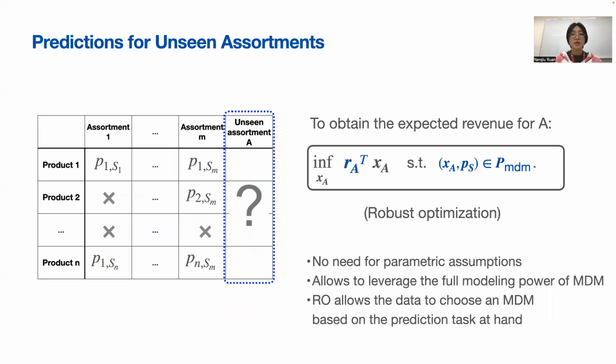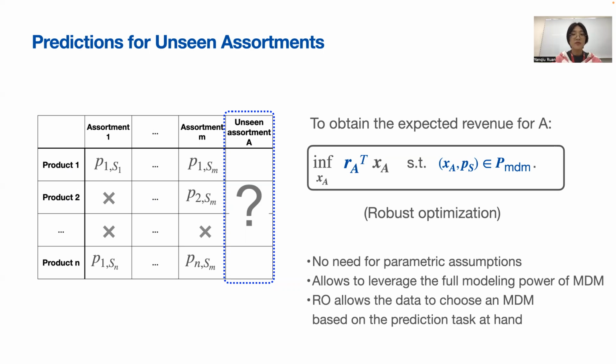Next we will talk about the applications of the MDM characterization. First, we start with predictions using the exact characterization of MDM. Suppose that we want to make predictions for a new assortment A, which is unseen in the historical data. We begin with the assumption that the given choice data is representable by MDM. Using robust optimization, and letting the choice probabilities of the new assortment together with the historical data be consistent with the MDM characterization, we develop a data-driven approach to produce the worst-case estimate of the revenue.